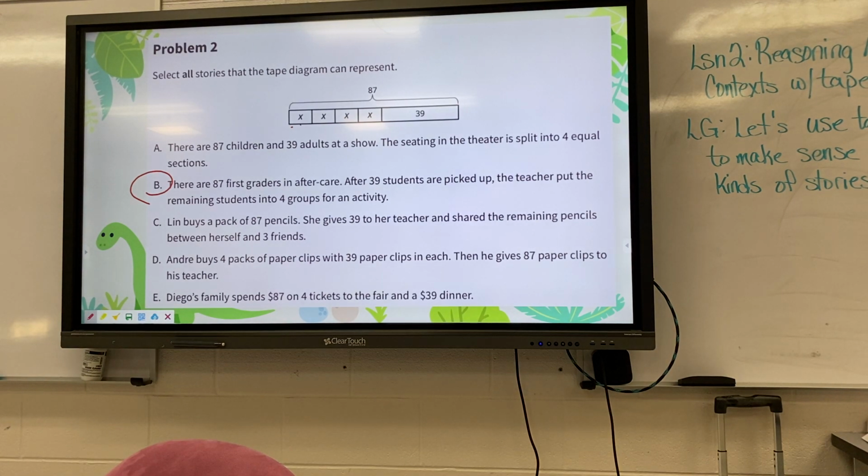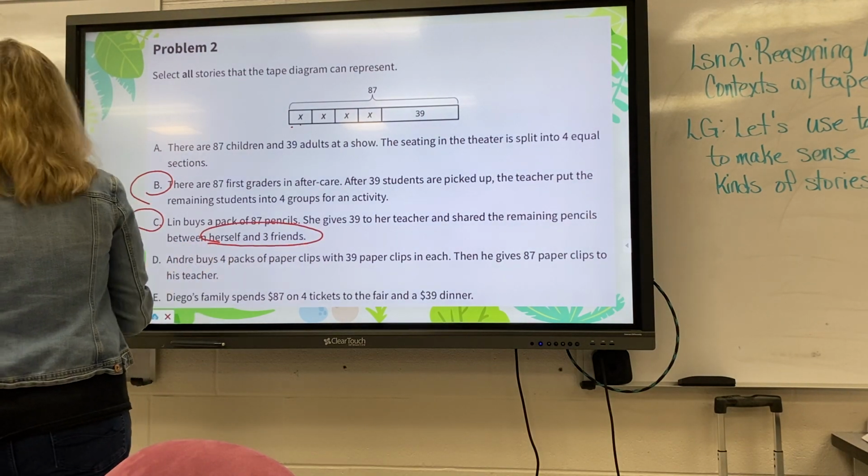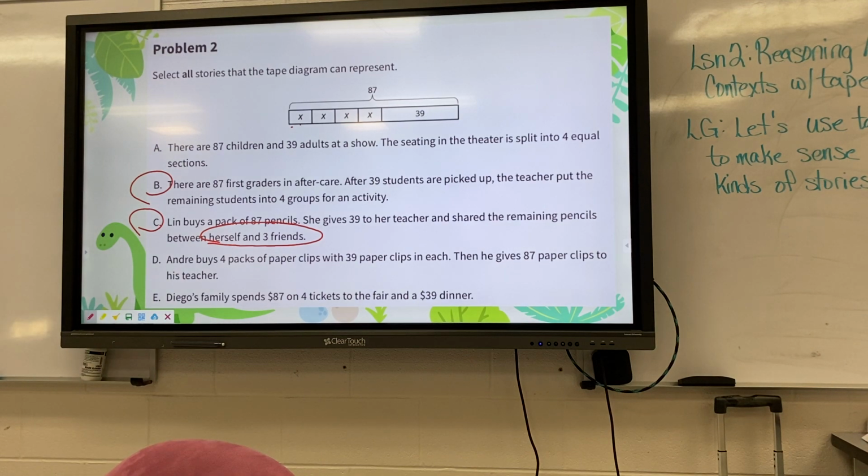Lynn buys a pack of 87 pencils. She gives 39 to her teacher and shared the remaining pencils between herself and 3 friends. Does C work? Why, Michael? Yes. Because Lynn has a total of 87 pencils, and she gave 39 to her teacher, and she shared it with the other 4 people that are X's. Okay, so we got that 4 groups because this equals 4 people got an equal amount of pencils. Okay?